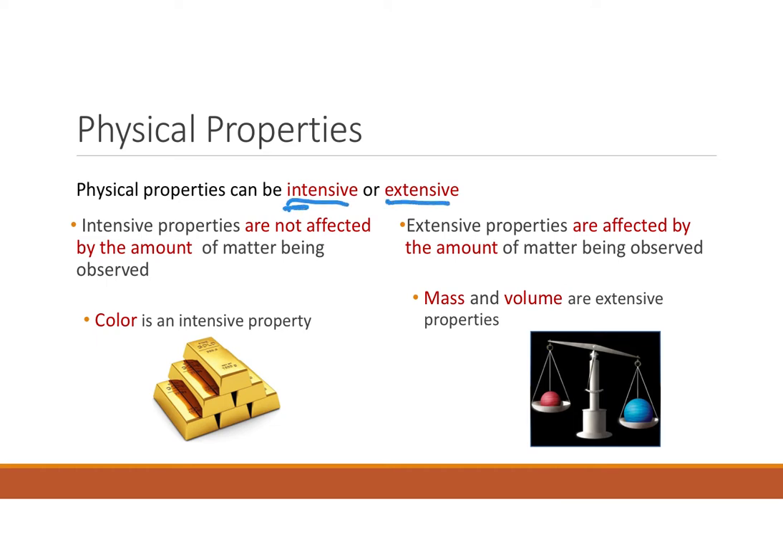Intensive starts with the word in, so if you think inside, intensive properties are inside the matter. They are not affected by how much you have of that matter. So color is an example of an intensive property. Doesn't matter how much gold you have, it's always going to have the same color. Whereas extensive properties are affected by the amount of matter that you have. And so something like the mass of a sample will change depending upon how much you have, or the volume the same way. So extensive properties are something that can change.